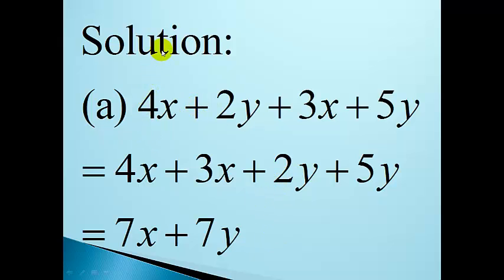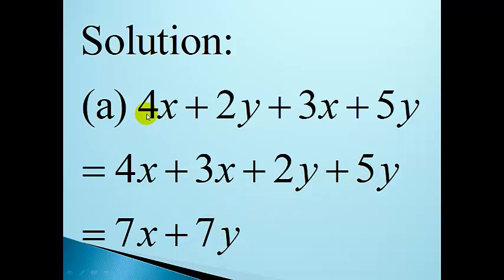Now let's look at how best we can solve these. With the example in A, we are given 4x plus 2y plus 3x plus 5y to simplify. What we do is to add the like terms. So we have 4x plus 3x, plus 2y plus 5y. Now 4x plus 3x equals 7x, and 2y plus 5y equals 7y.